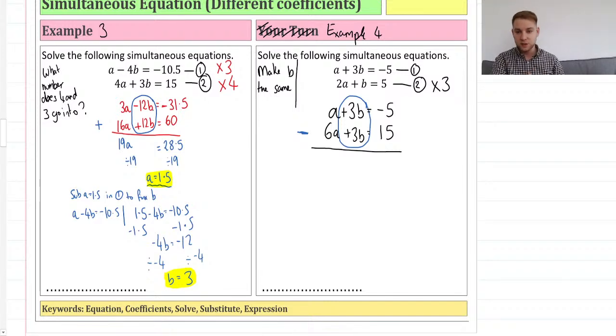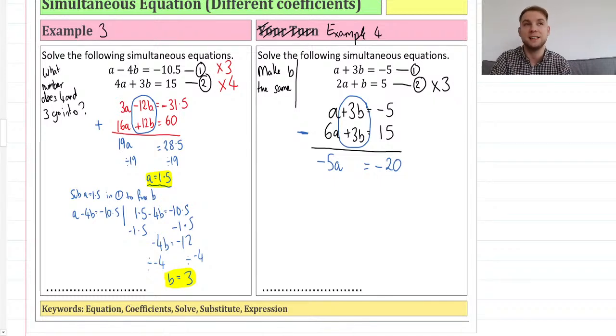Now again, the reason this one's tricky is because we're dealing with negatives. Okay, so A take away 6A, well 1A that would be, take away 6A is equal to minus 5A. 3B take away 3B is nothing, that's the point. And then the last one, minus 5 take away 15 is minus 20. Now remember, I've got minus 5A there, not A. I want A on its own.